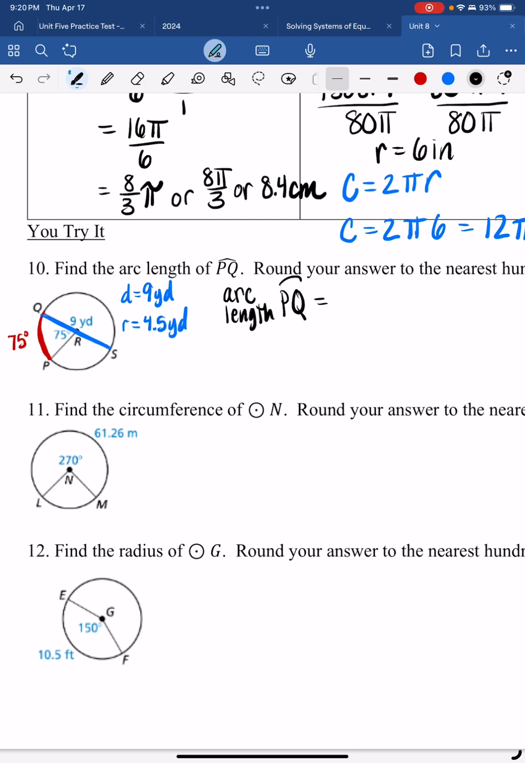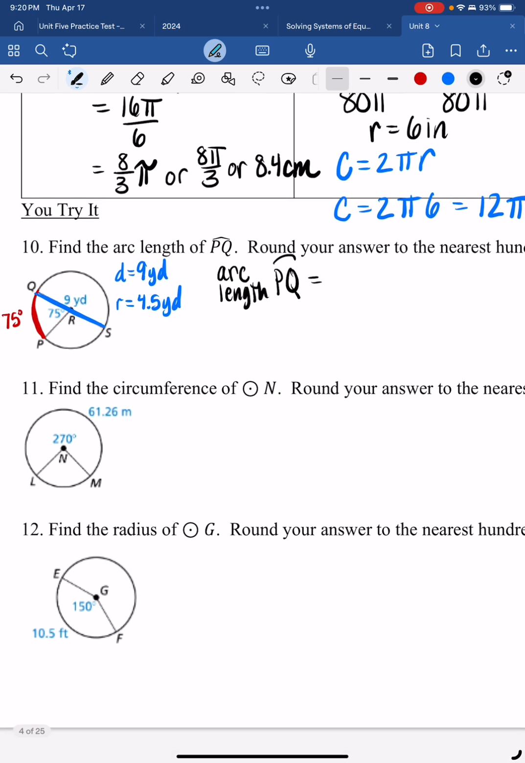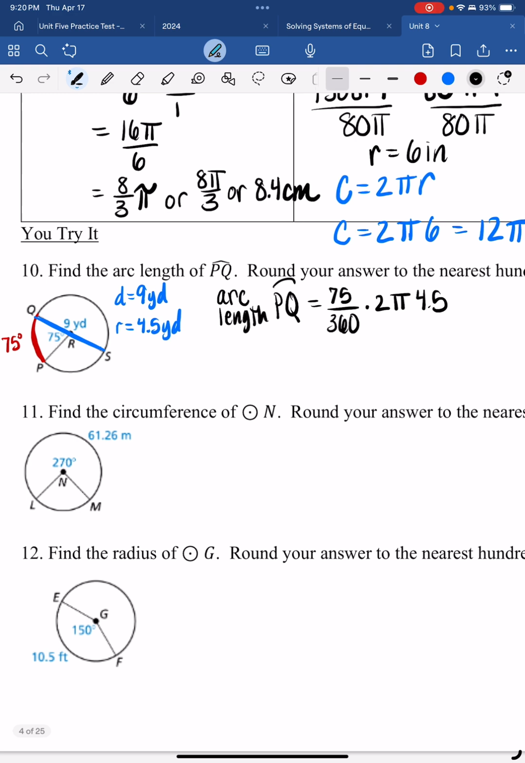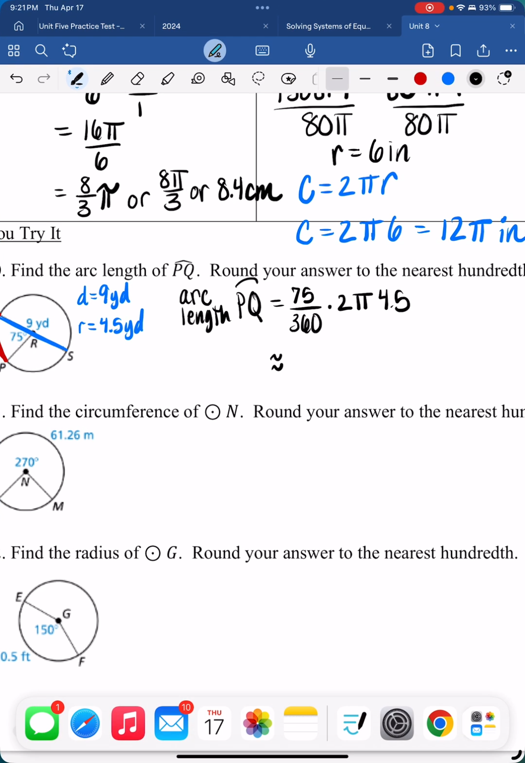That's going to be equal to, and I'm just following this formula up here, the measurement of arc PQ in degrees, so that would be 75 degrees over 360, and then we'd multiply that by 2 pi times the radius, which is 4.5. We're going to round our answer to the nearest hundredth, so we could put this into our calculator. 75 over 360 times 2 pi 4.5.